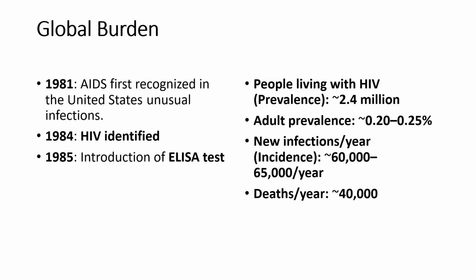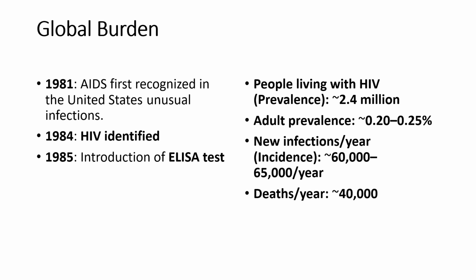In 1981, AIDS was first recognized in the United States as unusual infections like pneumocystis pneumonia and Kaposi sarcoma. Later in 1984, the HIV virus was identified as the causative agent of AIDS. In 1985, the ELISA test was introduced and therefore we could diagnose a lot of patients.